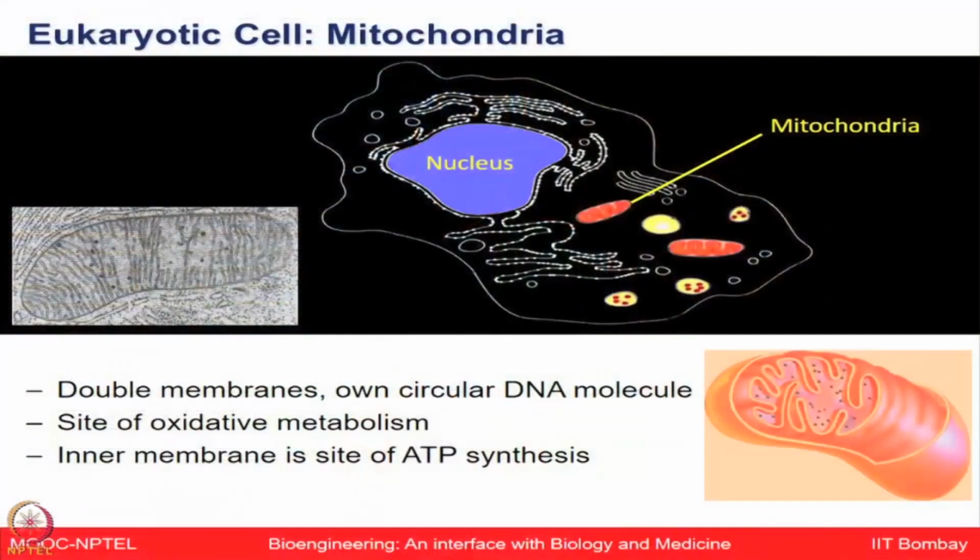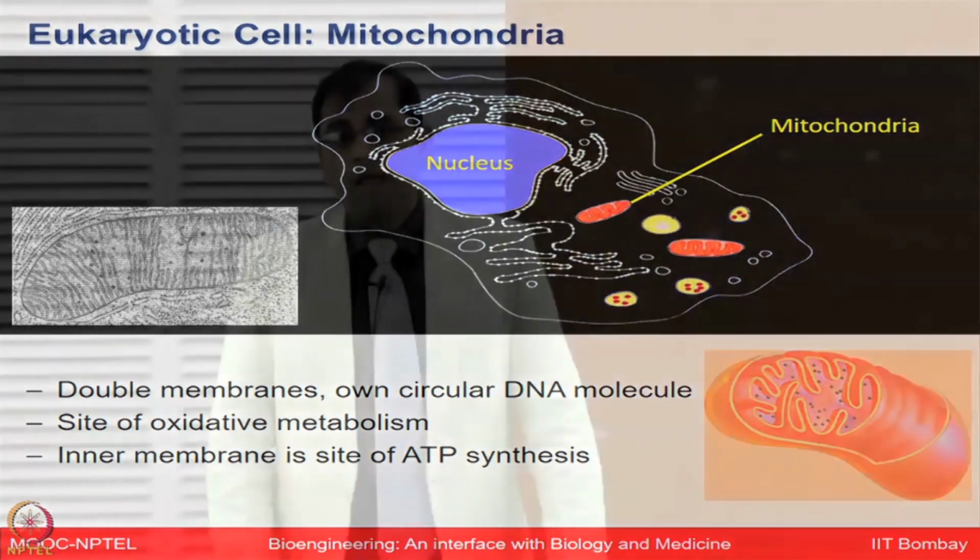Okay, let us talk about the next major organelle, which is the mitochondria. Mitochondria is of course very important, and can you tell me the role of this? Yes, it is the power generation system, the ATP powerhouse. It is a double membrane structure which has its own circular DNA molecule. It is a site of oxidative metabolism, and the inner membrane is where ATP synthesis happens in mitochondria.